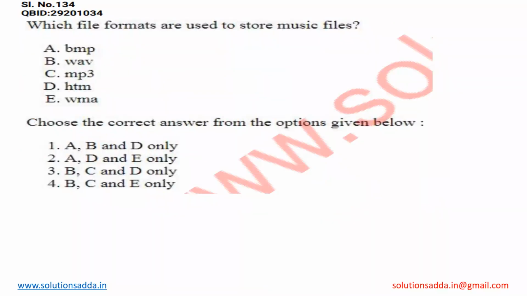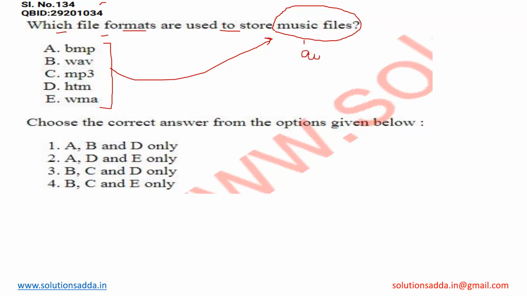Hello everyone, this is question number 34. Let's read the question. Which file formats are used to store music files? We need to identify the file format. Basically these are file extensions, and we need to identify which extensions are related to music, or we can say audio files. Here we have BMP, WAV, MP3, HTM, WMA. We are very familiar with the extension MP3, which we all know is used for audio files.